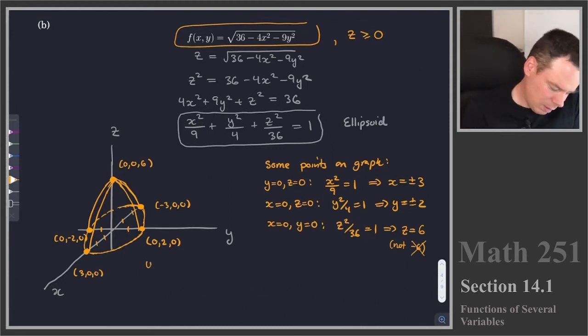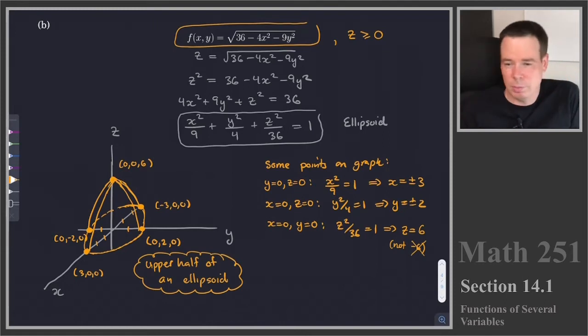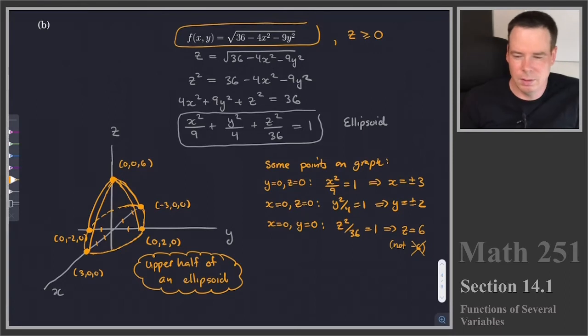So this is an upper half of an ellipsoid. So that's what we'll call this thing. An ellipsoid is just a sphere that's had this stretching happening in different directions. So it kind of looks like a football, half a football sort of standing on end.